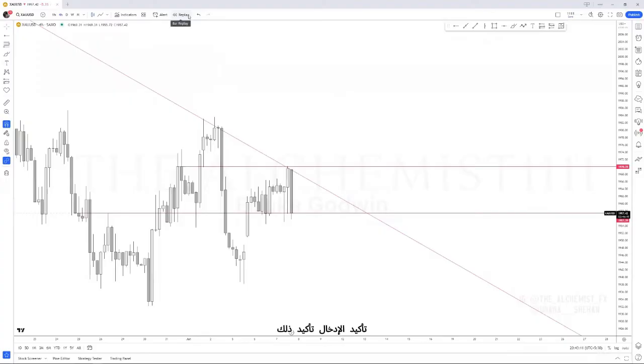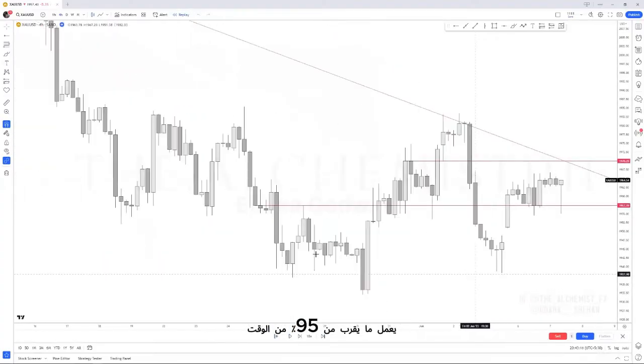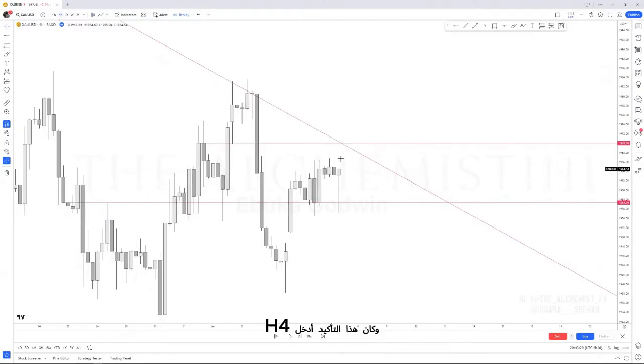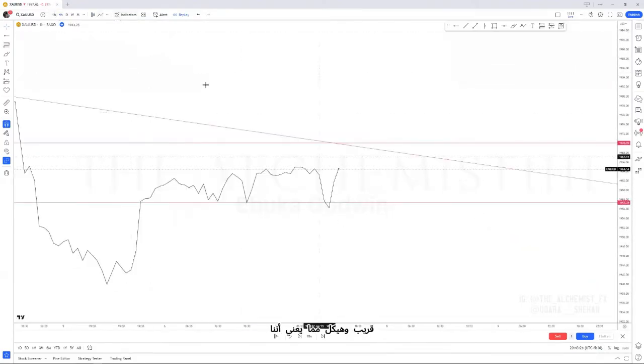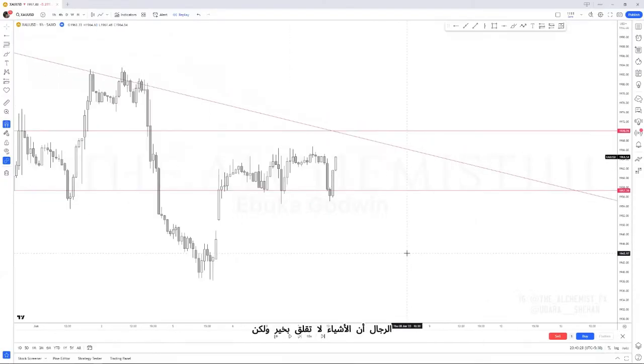We have a confirmation entry that works almost around 95% of the time. That is by using H4 and H1. I'll show you all of that later. So this was that confirmation entry, H4 rejecting, and then H1 breaking open, close, and structure, which means we have our confirmation. I will teach you guys that stuff. Do not worry, but for now, let's just stick to the topic.